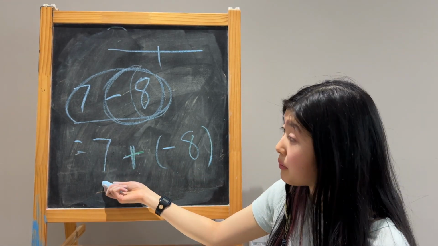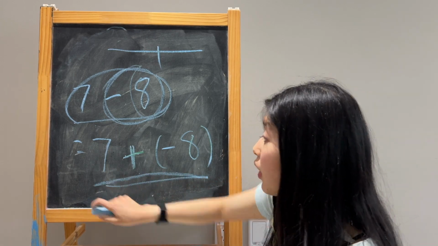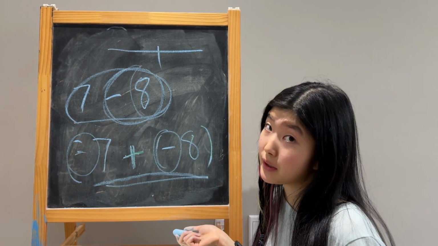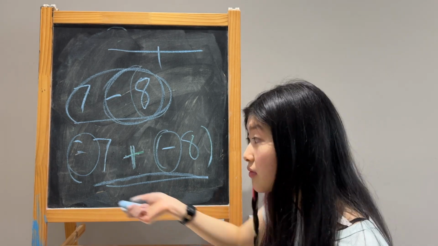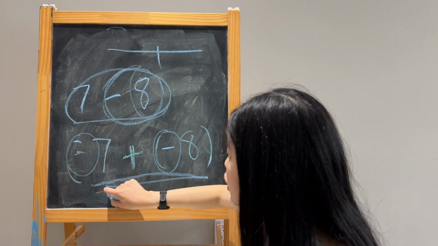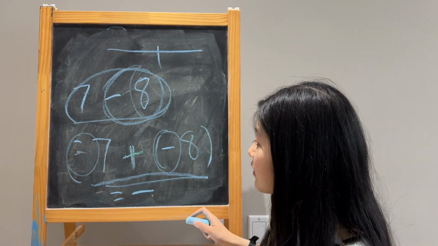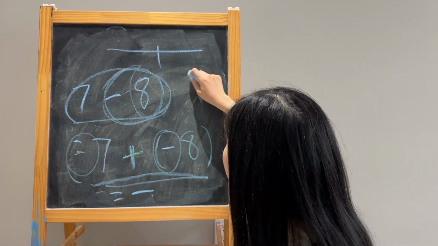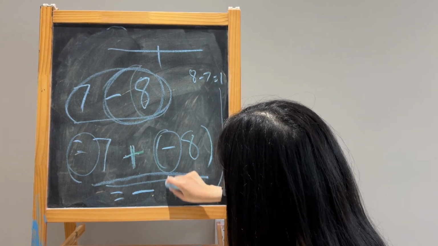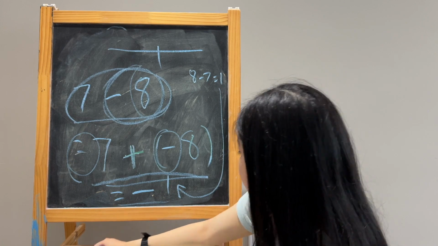So how do we solve this problem? Well, this has no sign, so it's positive. This is negative, right? And which one is bigger? 8 is a little bit bigger than 7, right? So we know for sure our answer will be negative. And now we just take subtraction. 8 minus 7 equals 1. We put 1 down here, and we know it's negative 1.